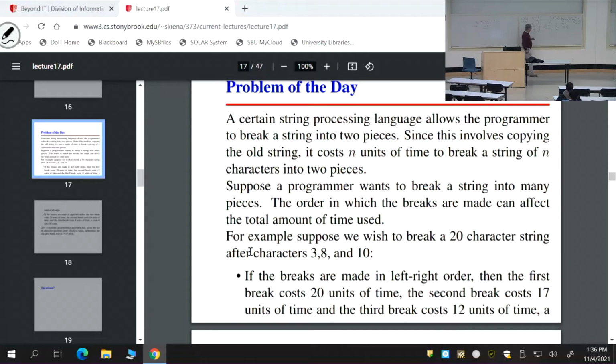But once I make that cut, is my problem done? No. What do I still have to do? Yeah?